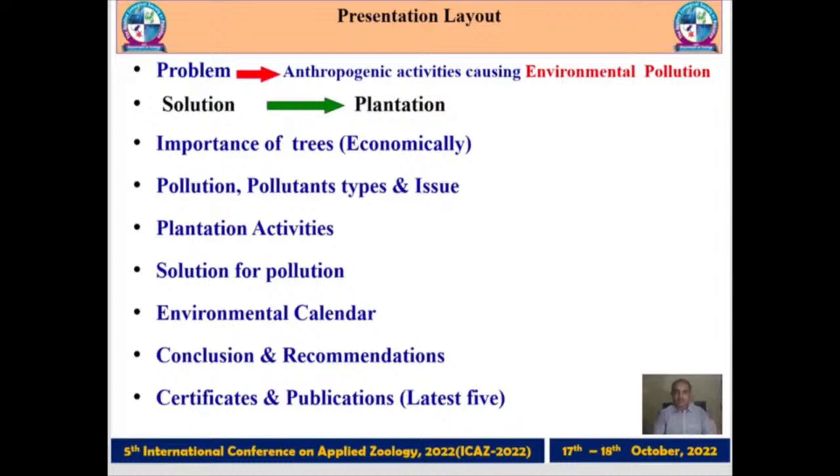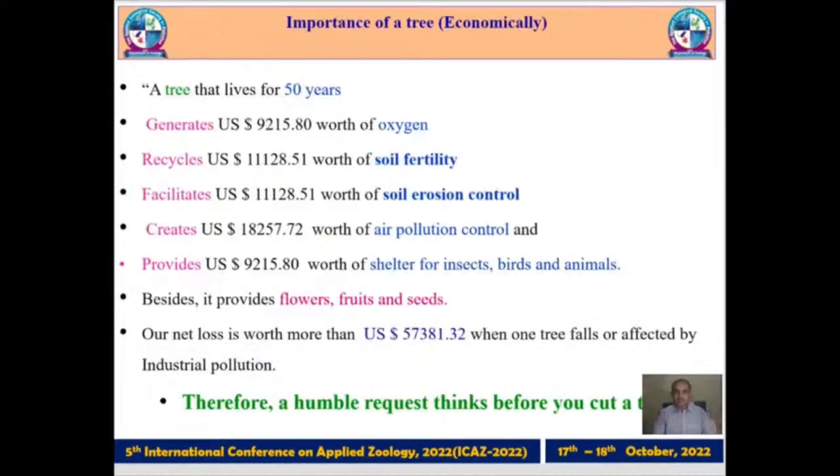Muscosol says a tree that lives for 50 years generates a dollar worth of oxygen, recycles a huge quantity of dollar worth of soil fertility, facilitates dollar worth of soil erosion control, creates a huge quantity of dollar worth of air pollution control, and provides dollar worth of shelter for insects, birds and animals. Besides, it provides flowers, fruit and seed. Our net loss is worth more than 57,381 when one tree falls and is affected by environmental pollution. Therefore, a humble request to all humanity on the surface of earth is that think before you cut a tree.